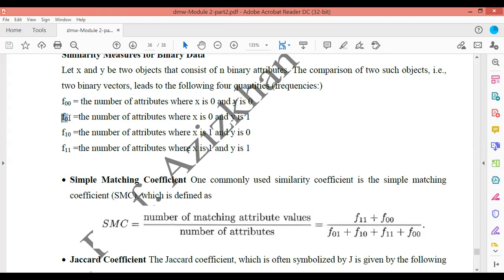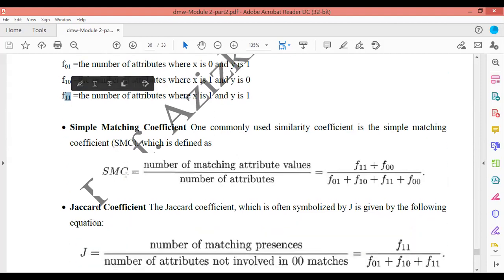In the same way, F01 stands for the number of attributes where X is 0 and Y is 1. In the same way, F10 is the number of attributes where X is 1 and Y is 0. And the last one is F11, the number of attributes where both X and Y are 1. Using these values, we can calculate these coefficients.